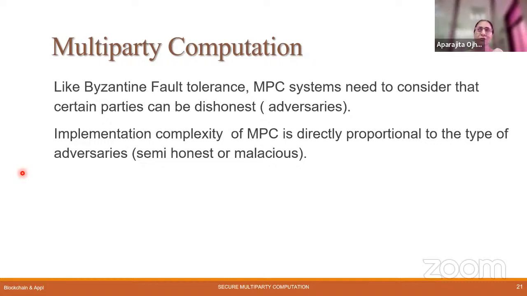What is meant by semi-honest? This is a very nice paper. I have given the reference at the end of these slides. By semi-honest, I mean that somebody is curious to know what could be the input of another party without actually trying to do any harm to the other parties. They would be curious in knowing the inputs of other parties, right? So by guessing, they would like to do it.